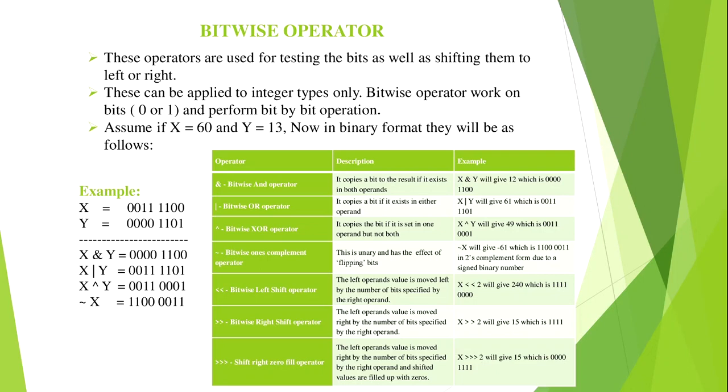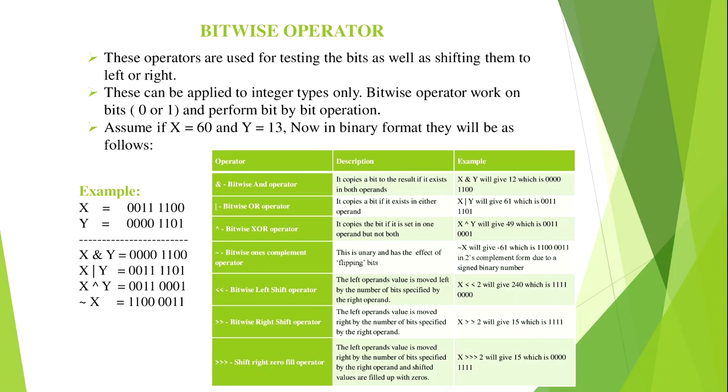So first convert the integer number 60 into a binary number. See at the left side, x equal to 00111100. This is the equivalent binary number of 60, and y contains the number 13, so the binary number of 13 is 00001101. And after that, first of all, I want to do the bitwise AND operation.